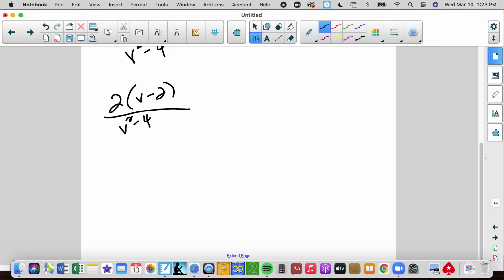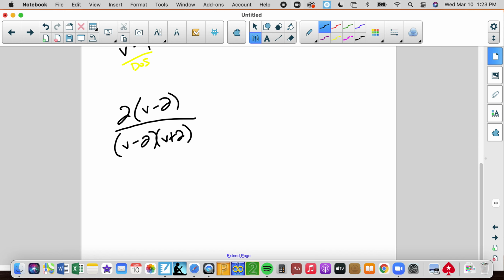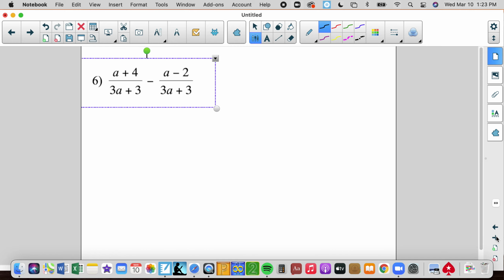Now, we can also factor that denominator. That denominator is the difference of squares. So it now is 2 times the quantity v minus 2, and then in the denominator it becomes v minus 2, v plus 2. Ooh, baby. Now we can cancel the v minus 2's, and that leaves us with 2 over v plus 2. Love it. How cool is that answer?